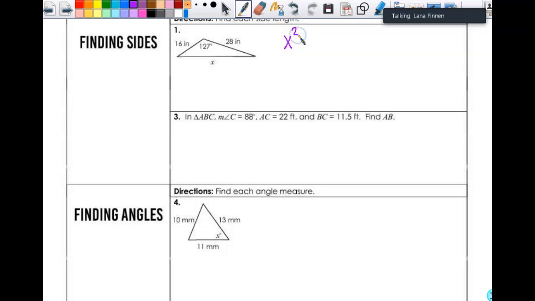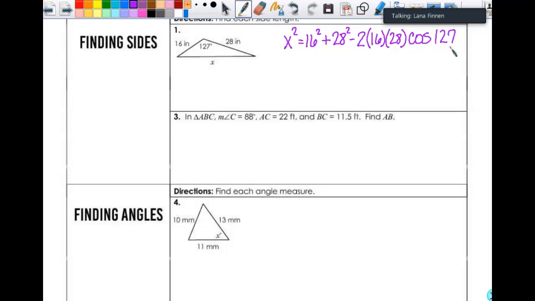So to write this down, I take the side that I'm looking for, which is x, and I square it. That's equal to the other two sides squared and added together. Whether I put 16 squared plus 28 squared or 28 squared plus 16 squared does not matter, okay? I just take the first one I see. Then it's minus 2, don't forget the 2, times these two numbers multiplied together, 16 times 28, times the cosine of the angle across from x, which is 127.